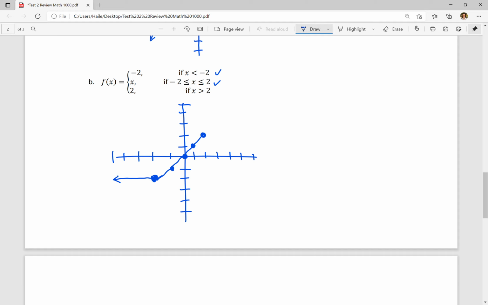And finally, I need to do the third branch. So we have y is equal to 2 if x is greater than 2. So I'm going to have a horizontal line at 2, and I want to start at the x value of 2. Well, that's going to be this shaded circle that we had from the second branch, and I'm just going to draw a horizontal line from there. So that takes care of our third branch, and so now that is the graph of your piecewise function.